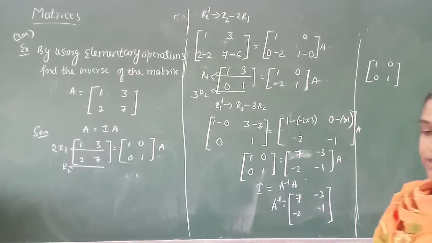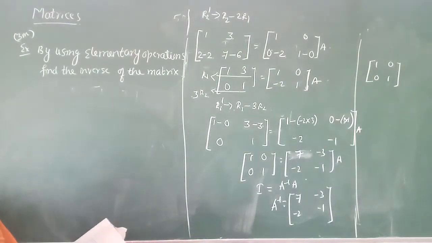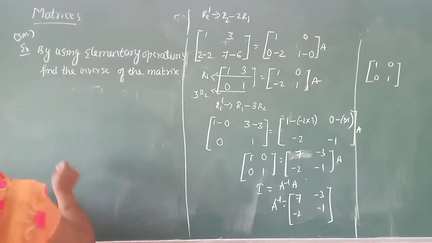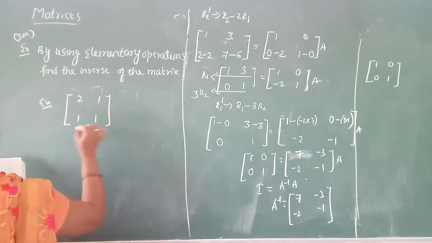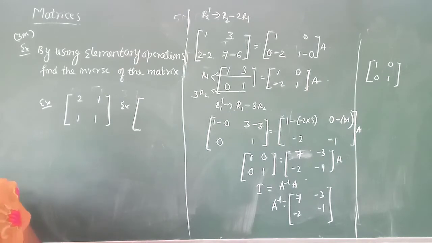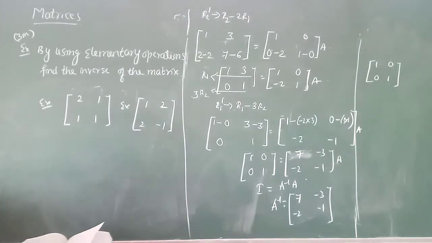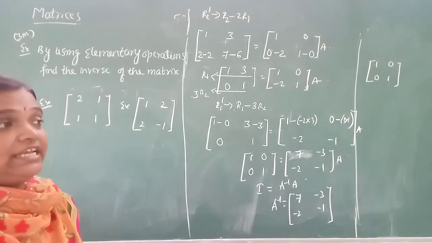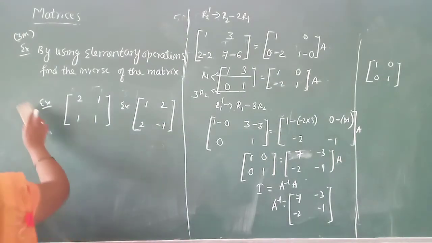Next, two examples I will give as homework. One example is 2, 1, 1, 1. Another example is 1, 2, 2, minus 1. Find the inverse of the matrix using elementary transformation. Okay. And the last one, take another one.